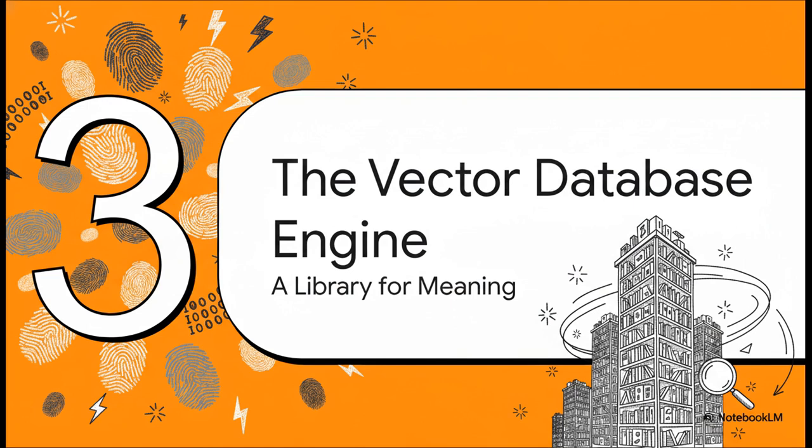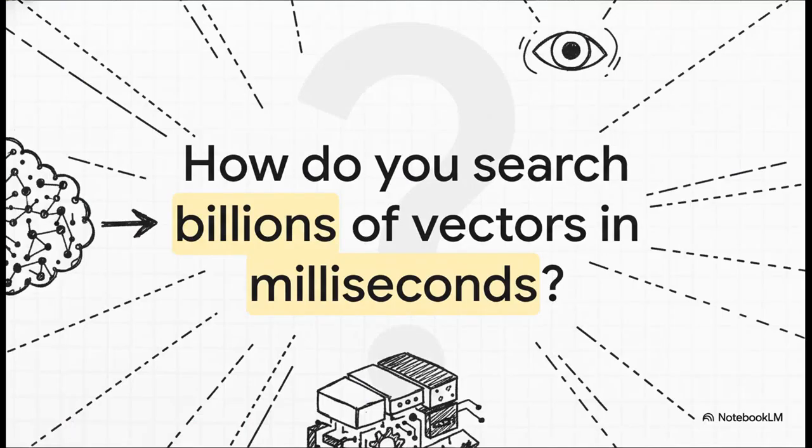Okay, so now we have these incredible numerical fingerprints for basically everything. But this creates a whole new problem. We don't just have a few, we have billions of them. How in the world do you build a library for all of this meaning? One that's not just organized, but searchable, in literally the blink of an eye. And believe me, that is a huge challenge. Think about it. Comparing a few fingerprints, that's easy. But trying to compare one single fingerprint to billions of others to find the closest match and do it in milliseconds? Yeah, that's a whole different ballgame.